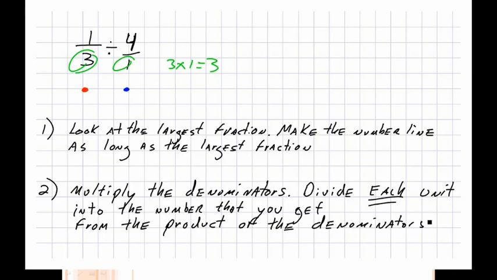So in this problem, 1/3 divided by 4, or 4/1, since 4 is our largest number, we want a number line that's 4 units long, and we want each unit to be broken up into 3 sections. So we're going to have something that looks like this. We start at 0. So that's 1, 2, 3, 4. Sometimes we may have to extend it out just a little bit, but that's okay, and we'll talk about that in just a few minutes.